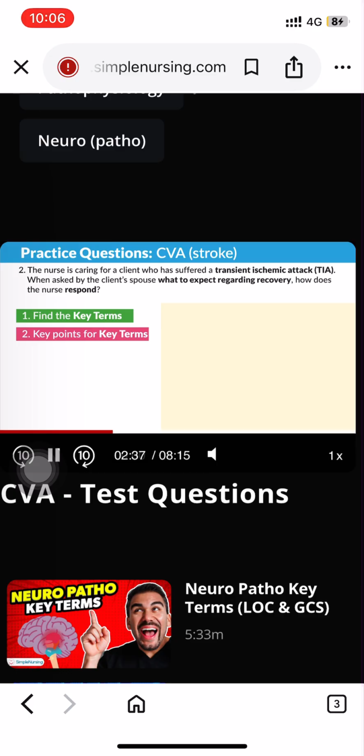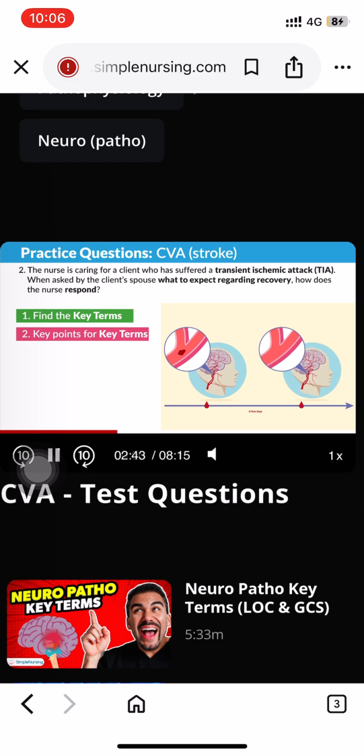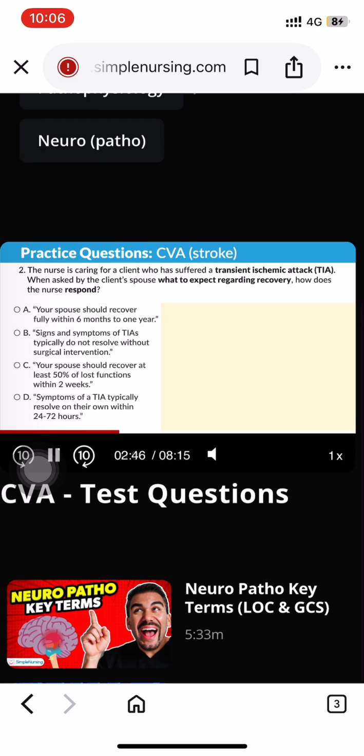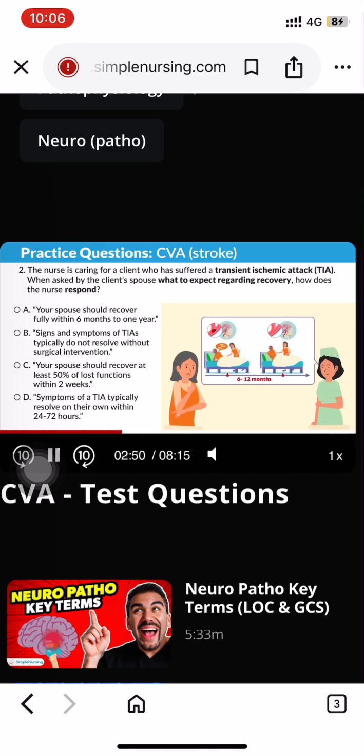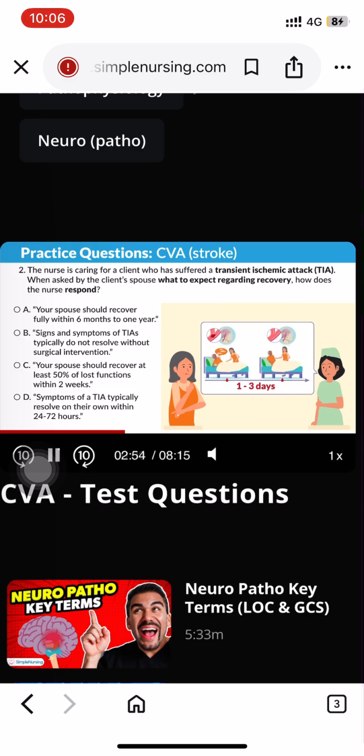So number 2, think of a few things you know about those key terms. So remember, TIAs typically resolve by itself within a few days. Now looking at the options. Option A, your spouse should recover fully within 6 months or 1 year. No, recovery lasts only 1 to 3 days.